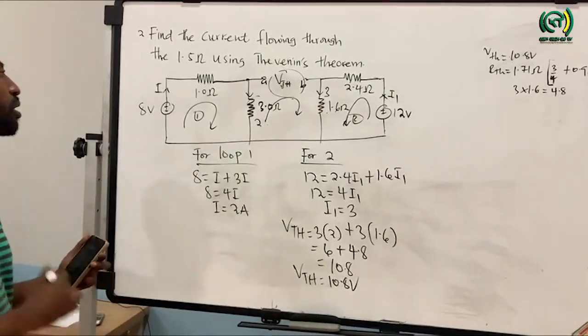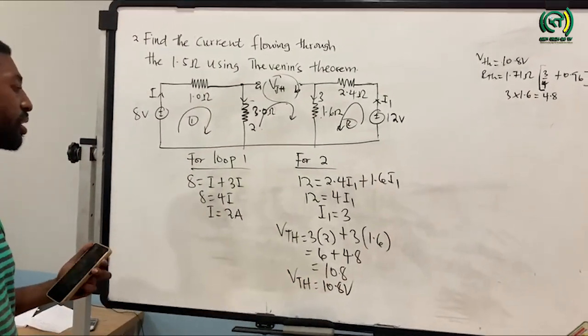Then I'm left to calculate my RTH, which is Thevenin's equivalent resistance.